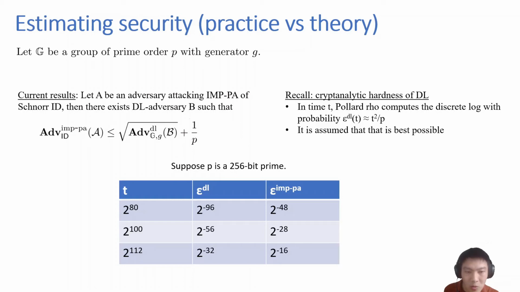And so, for example, when p is a 256-bit prime, we compute, for three example values of running time, the corresponding upper bound on the success advantage of any discrete log or IMP-PA adversary. And you can see that indeed the square root loss here does affect quantitative results. So this gap between theory and practice is unsatisfactory, and we'd like to do better via our new assumption.